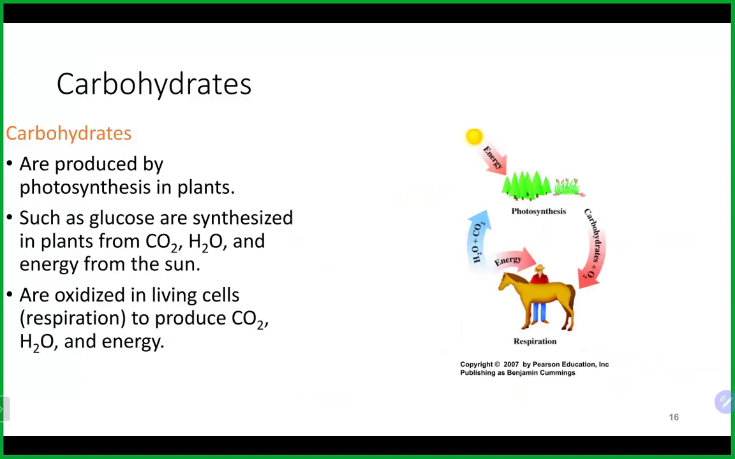Carbohydrates are produced through photosynthesis in plants, such as glucose, synthesized from CO2 and water, with this nice little respiration-type cycle happening here. All oxidized in living cells will produce CO2 and water. So this nice little circle, with a little bit of sun's help, produces some carbohydrates.